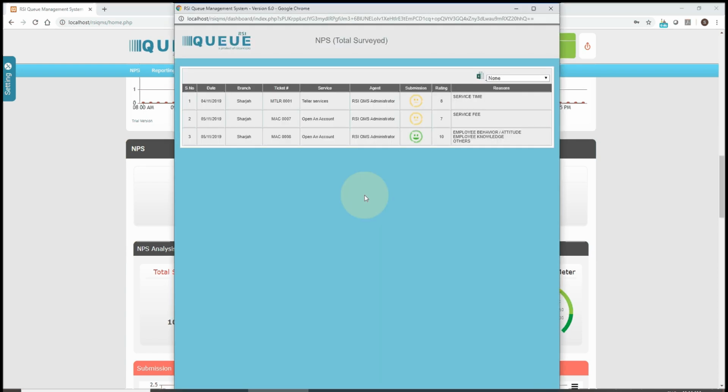I can click and I can get to see the details: date, branch, ticket number, service, who was the agent, what submission was given, what was the rating given, and what was the reason for that particular rating. There are different reasons that the customers would be choosing while giving their happy or unhappy or neutral submissions.